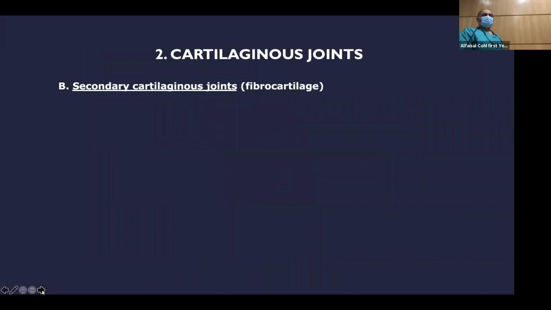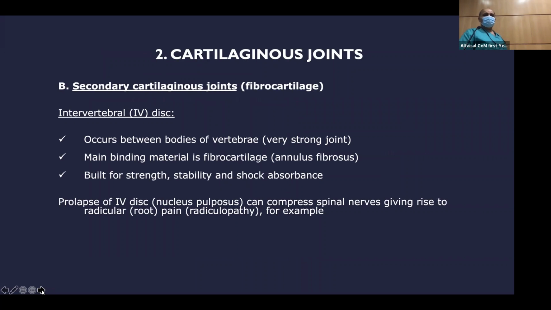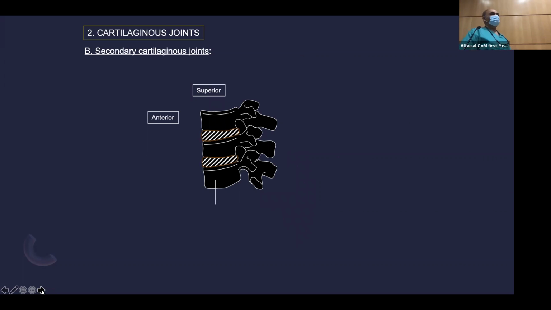So now, another example of a secondary cartilaginous joint. You have all heard the term, so and so has a slipped disc. What is that disc? It is between the two vertebrae. And when this disc slips out, the person has severe pain, someone cannot even walk, or worse, and it needs physio and plus minus surgery. So what happens? When this disc slips out, the nerve which passes from here is compressed between the two vertebrae, and that causes significant pain. Let's see how it happens.